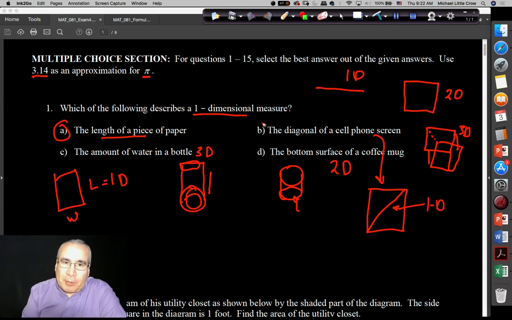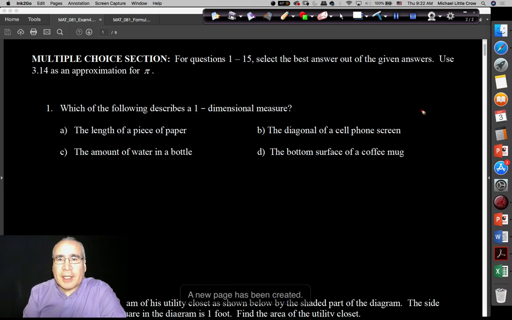So there's a little problem here. We have actually 2 correct answers, so hopefully you've chosen both of those as 1-dimensional. The bottom surface of a coffee mug is only a 2-dimensional. The amount of water is a 3-dimensional. So this one actually has 2 correct answers. Now on the exam, you will have questions that only have 1 correct answer. So if you were to see something like this, again, during the test, you should ask me a question. Okay, so let me make a copy of this screen. We move on to the next one.